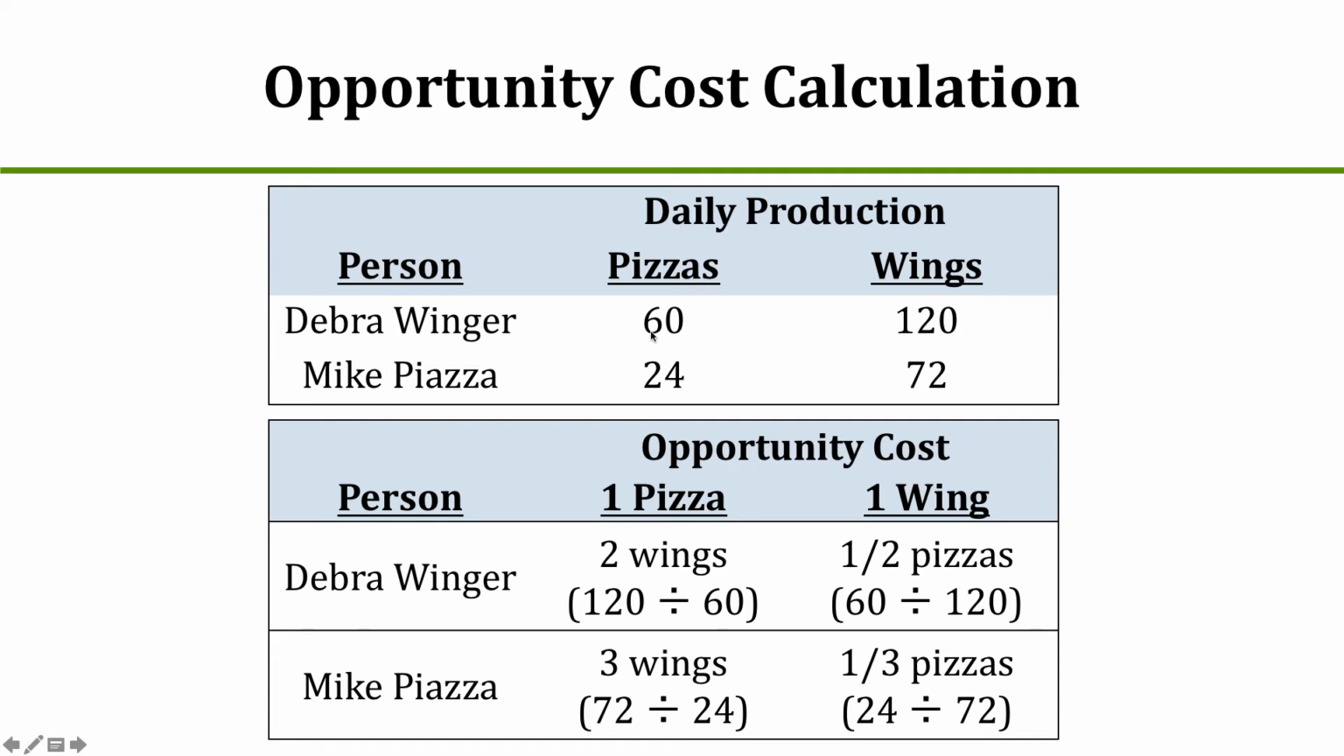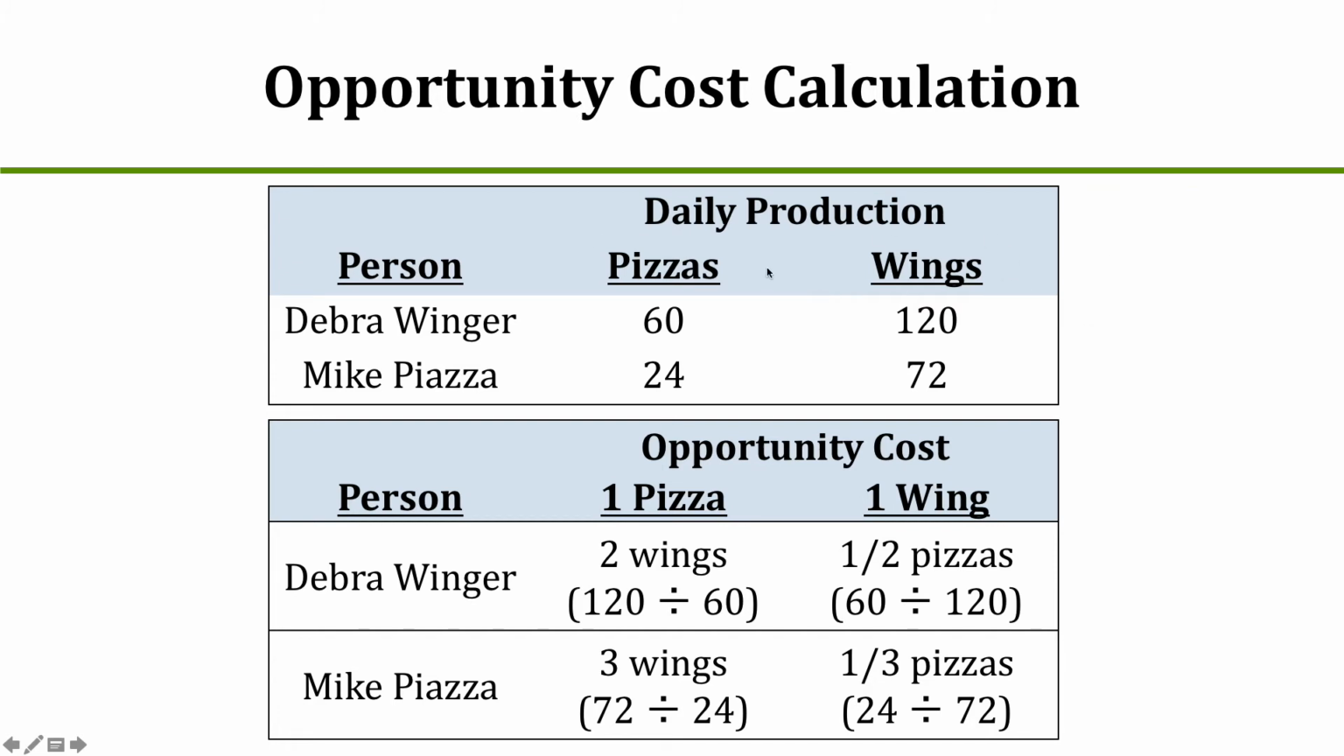For Deborah, we know the numbers are 60 and 120. For Mike, the numbers are 24 and 72. Right now, I'm trying to calculate the opportunity cost of one pizza for Deborah only. So Deborah has an option to produce either 60 pizzas or 120 wings. I will simplify these numbers by dividing by 60. So I will say 1 pizza here, 2 wings here. So producing one pizza has an opportunity cost of 2 wings.